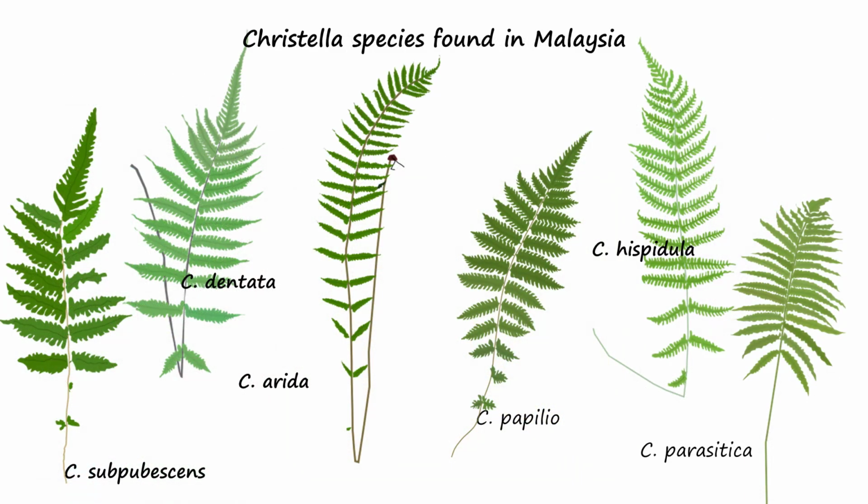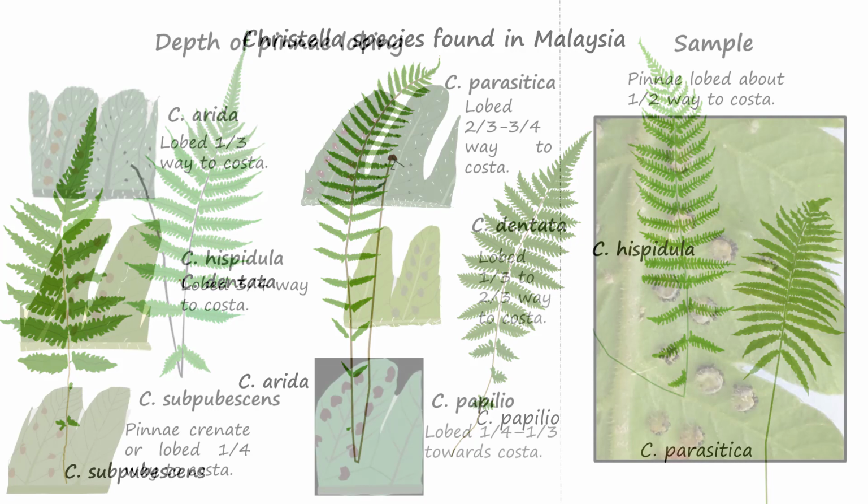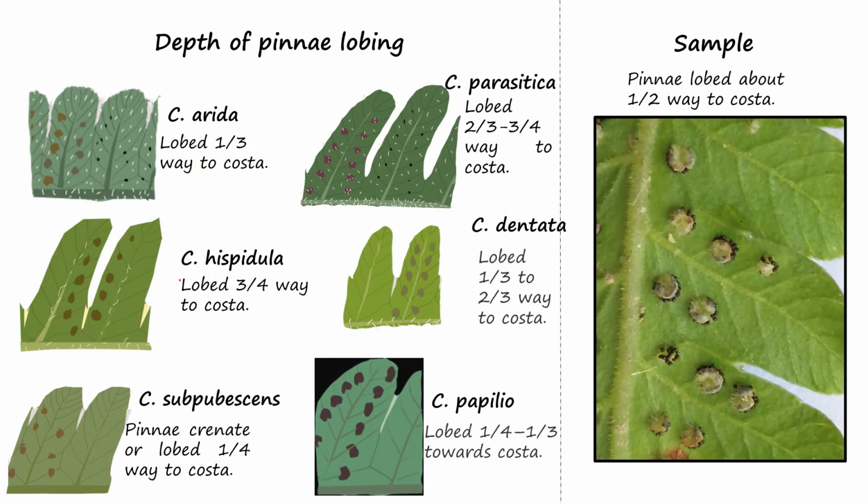Among the species of Christella found in Malaysia are Christella dentata, Christella hispidula, Christella subpubescens, Christella papilio, Christella parasitica, and Christella arida. The sample's pinnae lobed to a depth halfway to costa indicates that it is probably not any of Christella subpubescens, which is lobed quarter way to the costa, Christella papilio, which is lobed quarter to 1/3 way towards the costa, Christella arida, which is lobed 1/3 way to the costa, or Christella parasitica, which is lobed 2/3 to 3/4 way towards the costa.